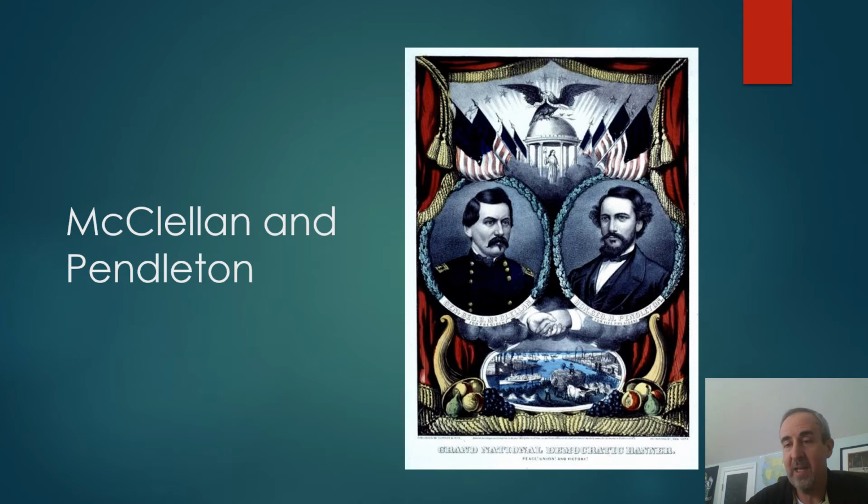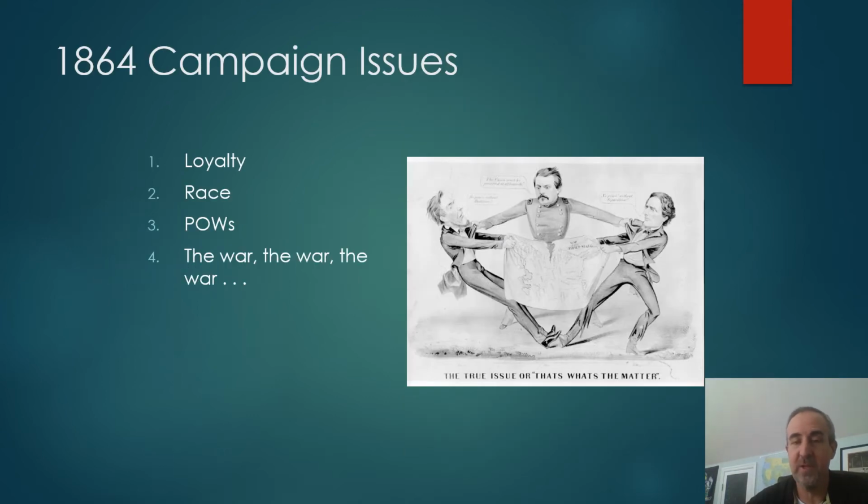McClellan basically just decides he's going to ignore the platform and run as he sees fit. There are a lot of key issues in this race. First of all, there's loyalty. Lincoln and his supporters will continually portray the Democratic Party as disloyal. They're the party that wants to lose the war.